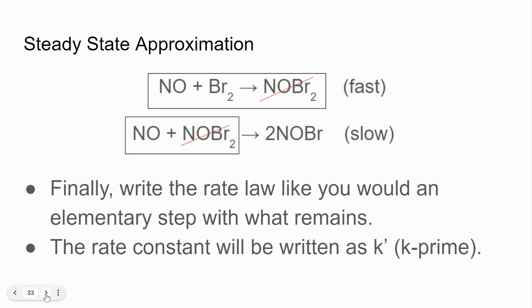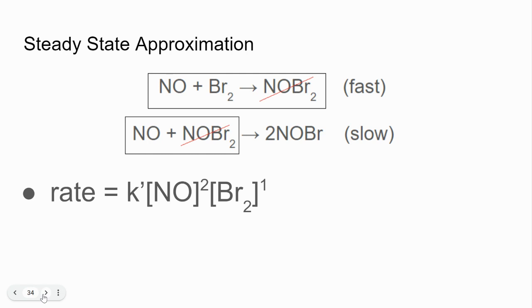Finally, we're going to write the rate law like we would for any elementary step with what remains. We're going to write our rate constant as K prime because the rate constant for this rate law is not going to be the same as it is for any of the individual steps. It would be something unique and different, so the prime just indicates that. So it's going to be rate equals K prime. We have 2 NOs, so it's going to be the concentration of NO squared. And we have 1 Br2, so it's going to be the concentration of Br2 to the first power. Looks like that.